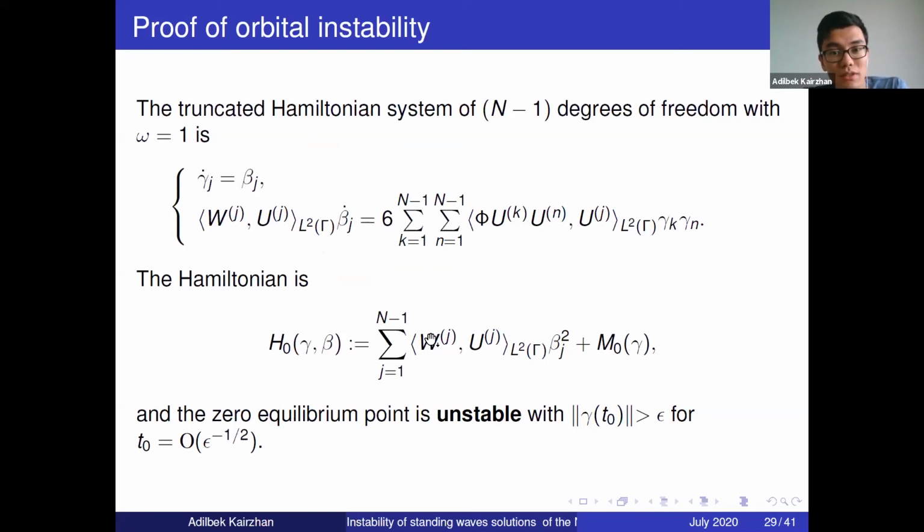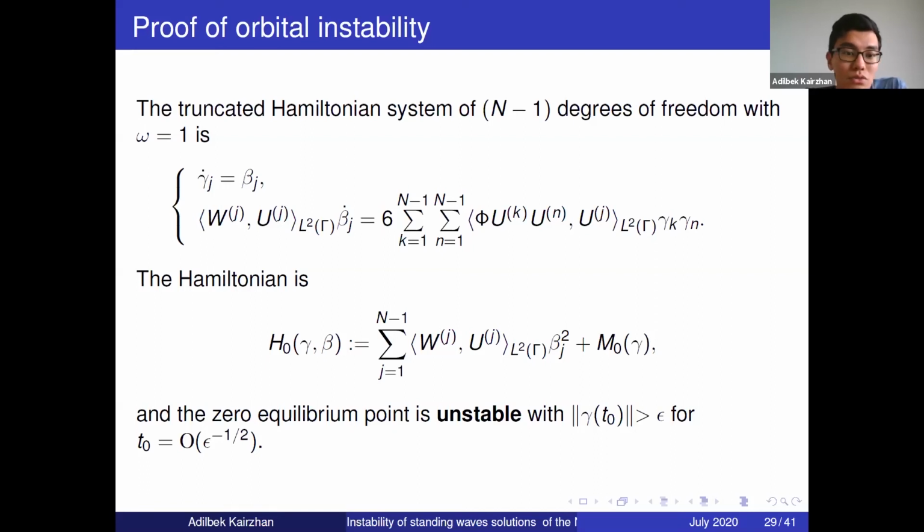And so we have this Hamiltonian system, and the Hamiltonian is given in this way with m0, which was previously given to be a sign indefinite function. But here we can explicitly calculate that for each j, this inner product is positive. So we will have a sum of positive beta j squared, plus some sign indefinite cubic function. And one can show that there is some unstable direction from the zero equilibrium, from the neighborhood of the 0 point.